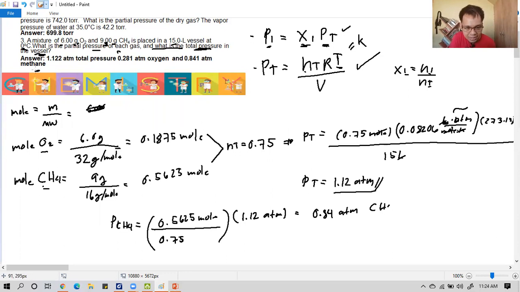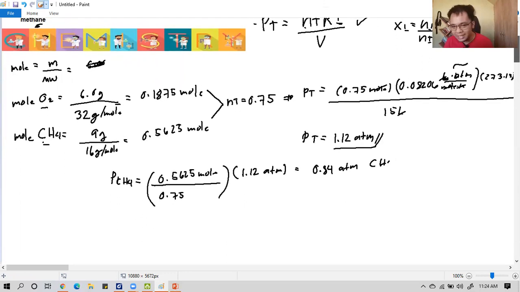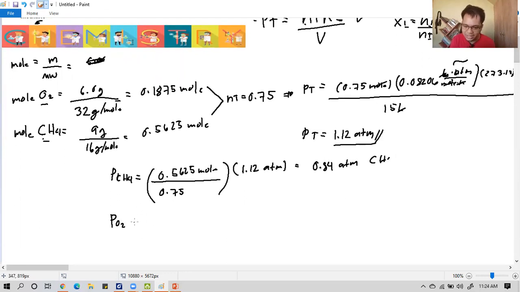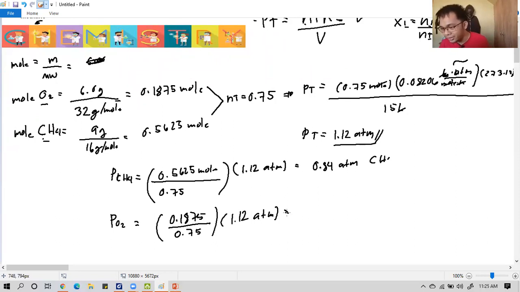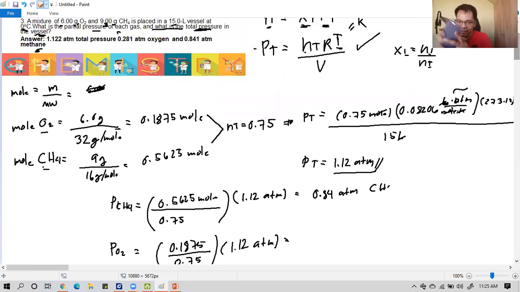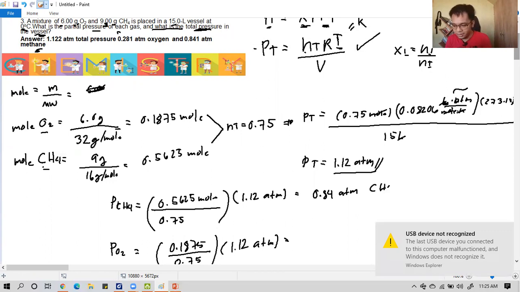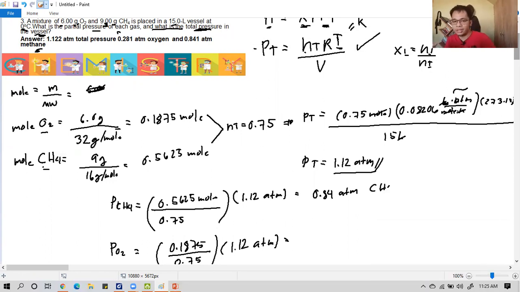So you can see, CH4. Now, since you all know that, the oxygen is easy too, right? So P oxygen is just the mole fraction times the total pressure. 0.1875 over 0.75 times the total pressure of 1.12 atm. And you will get an answer. Of course, we calculate it to prove our answer. So 0.1875 over 0.75 times 1.12, and you have the answer of 0.28 atm oxygen.